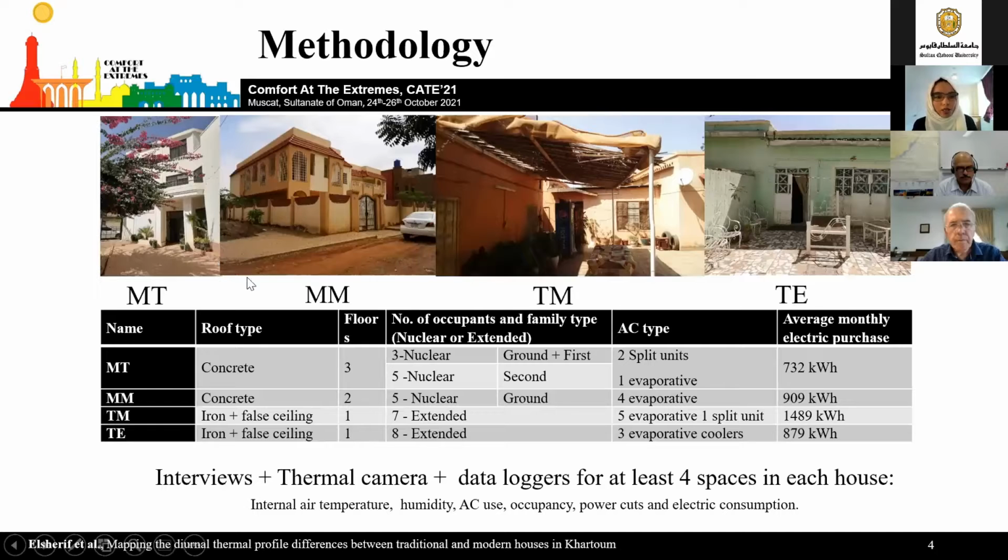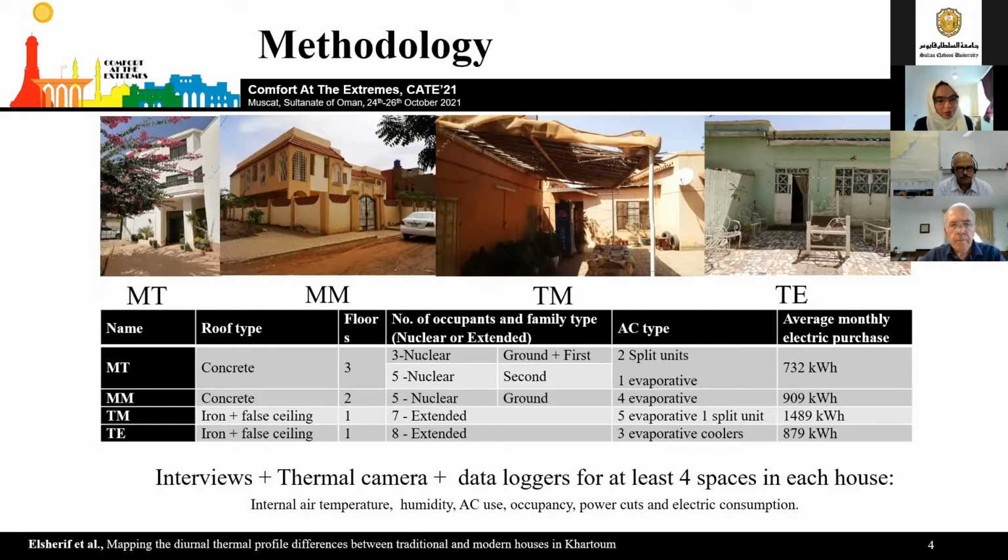So 4 case study buildings were chosen. 2 of them are modern, MT and MM. And you can see MM is quite shaded compared to MT. The 2 traditional houses are TM and TE. And I use both qualitative and quantitative measures. So interviews, a thermal camera, and different data loggers in 4 spaces in each house.